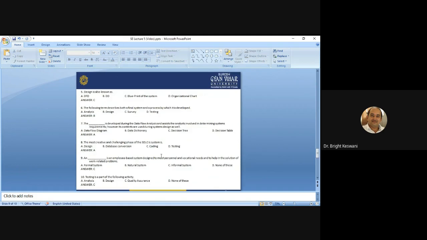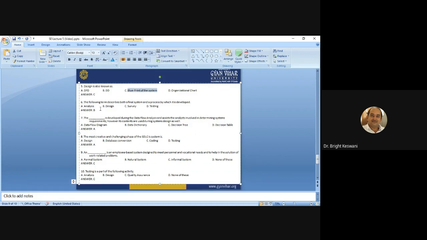Okay. The design is also known as the blueprint of the system. So C is the right answer. It is not known as DFD, which is the data flow diagram. DFD and DDs are tools. Organization chart is a tool, but design is the blueprint of the system, which is made with the help of these tools.